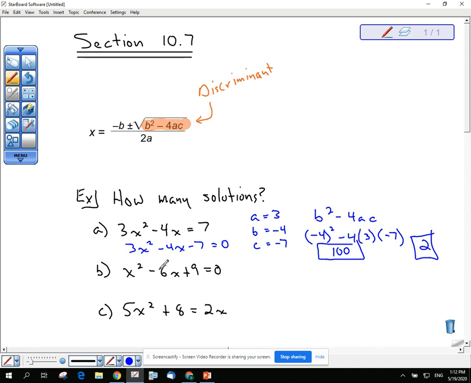Here, a is 1, b is negative 6, c is 9. B squared minus 4ac in this case would be negative 6 squared minus 4 times 1 times 9. 36 minus 36 would be 0. The discriminant here is 0. And if the discriminant is 0, then there's going to be one solution. This here was 2 solutions.